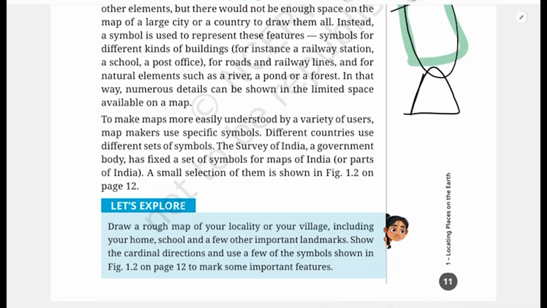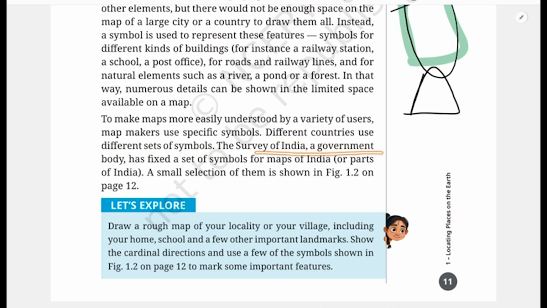To make maps more easily understood by a variety of users, map makers use specific symbols. So anyone who reads the map from around the world can understand what is actually represented in the map. Therefore, we use universal symbols so that everyone can understand. Different countries use different sets of symbols.